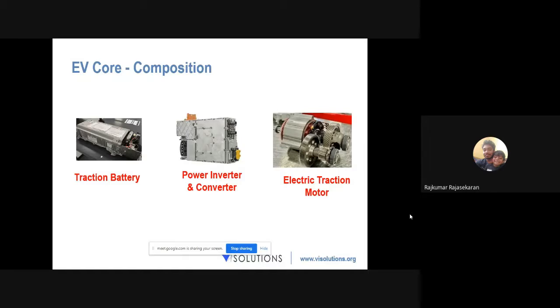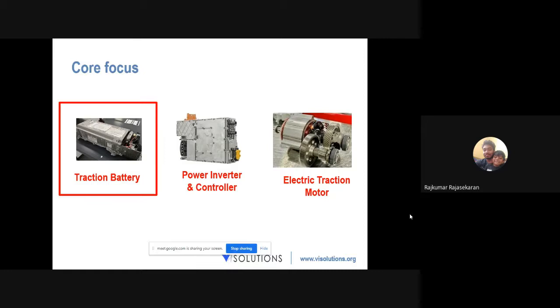The next one is going to be the power converter or inverter. And the third one is going to be the traction motor, which enables the conversion of electrical energy to mechanical energy. And your NI based tools provide support in all these three important aspects. But today we are going to focus on how the battery is being supported and what are the things which we can do.